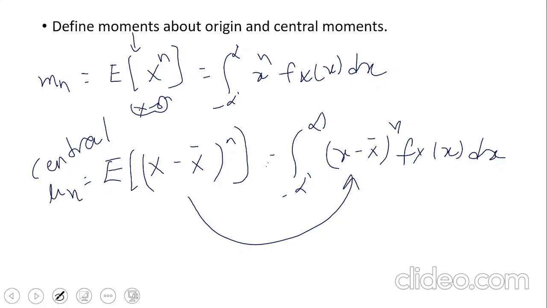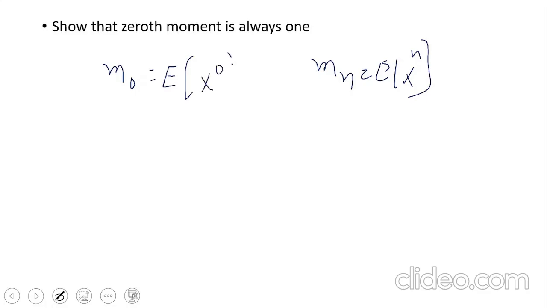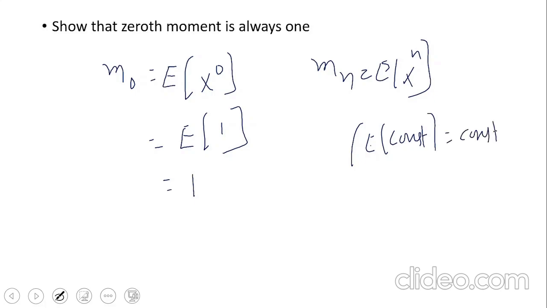So if I consider the moment about the origin mn, what is the formula for mn? Expected value of x power n. So m0 is expected value of x power 0. Anything power 0 is always 1. The expected value of 1 is 1 because the expected value of a constant is equal to the constant. That is E of A is equal to A, one of the properties of the expectation. So M0 is equal to, first write this formula: Mn is equal to expected value of x power n.